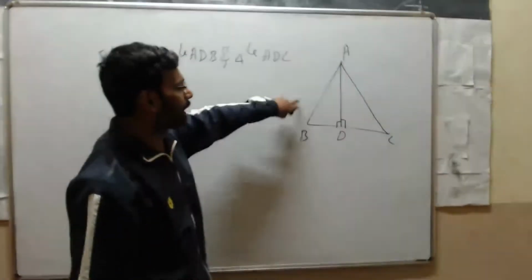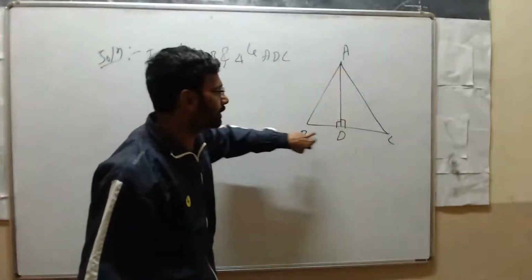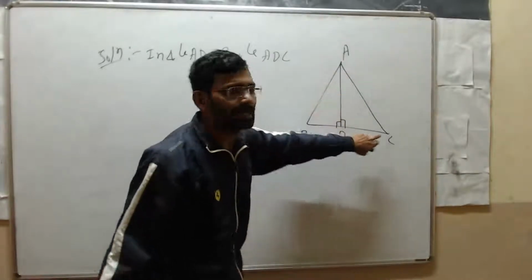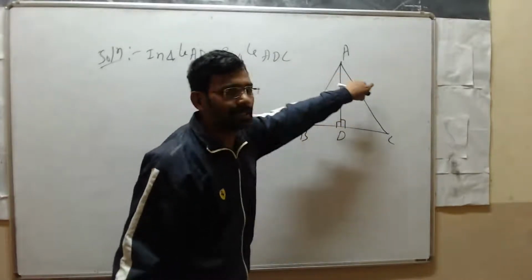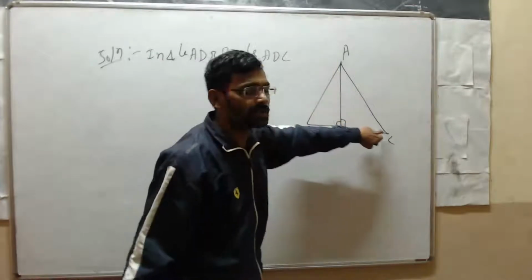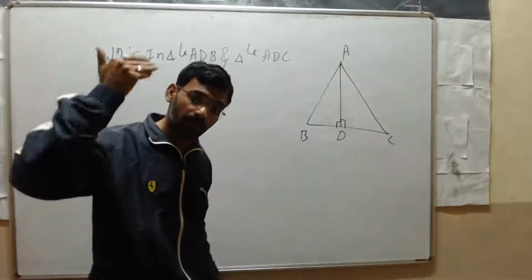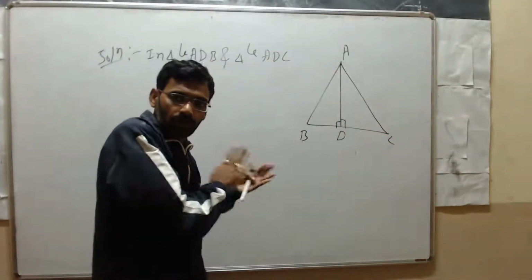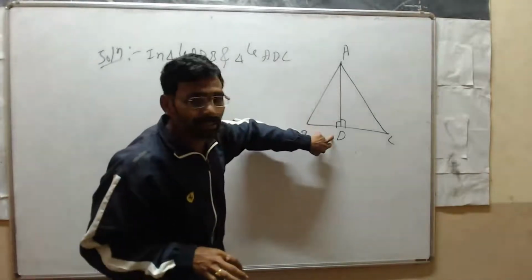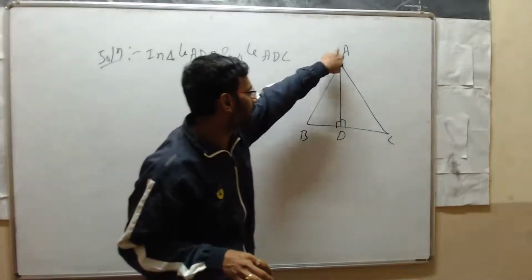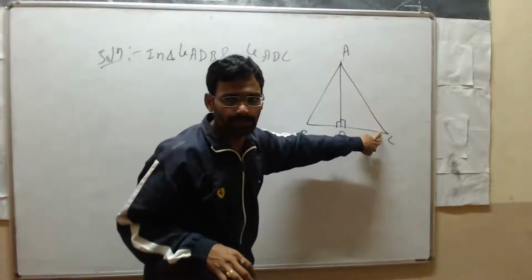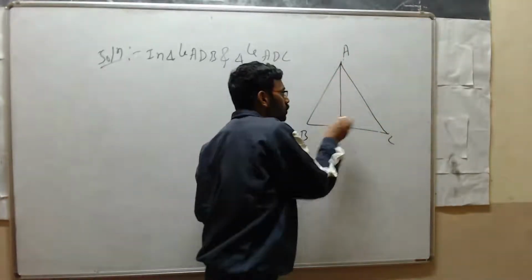Which triangle does side AB belong to? ADB. Which triangle does AC belong to? ADC. If we prove AD equal to AC, automatically ABC is which triangle? Isosceles triangle. It is our final intention. Before going to this, in ADB the side AB comes, and in ACD the side AC comes. It means first we have to prove these two triangles are congruent.